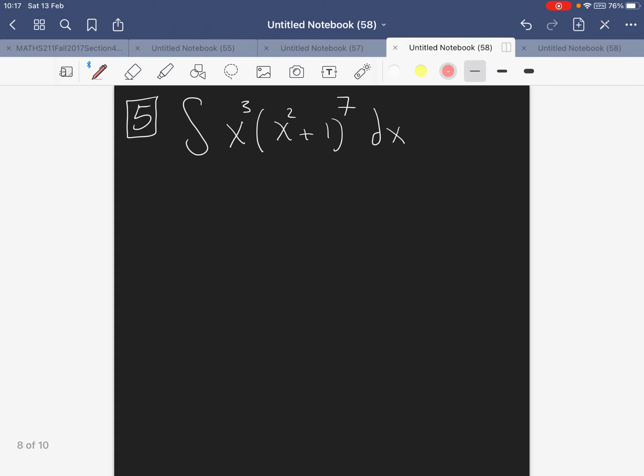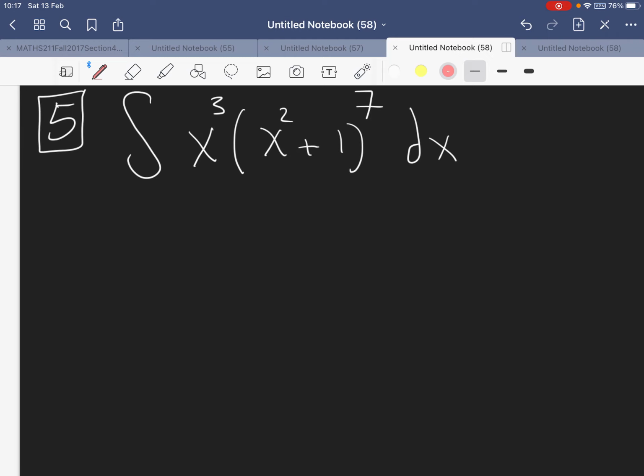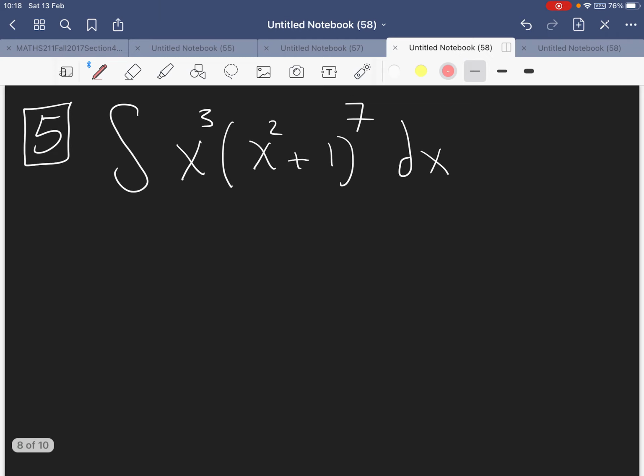Next one is this one here, and let's see how we can do this one. Again, here this integral seems to be complicated, so we need to use the idea of substitution. We have to look at the inner function, and I think the inner function is clear because it's already inside the bracket of power of 7. So I will go ahead and say that this is my inner function.